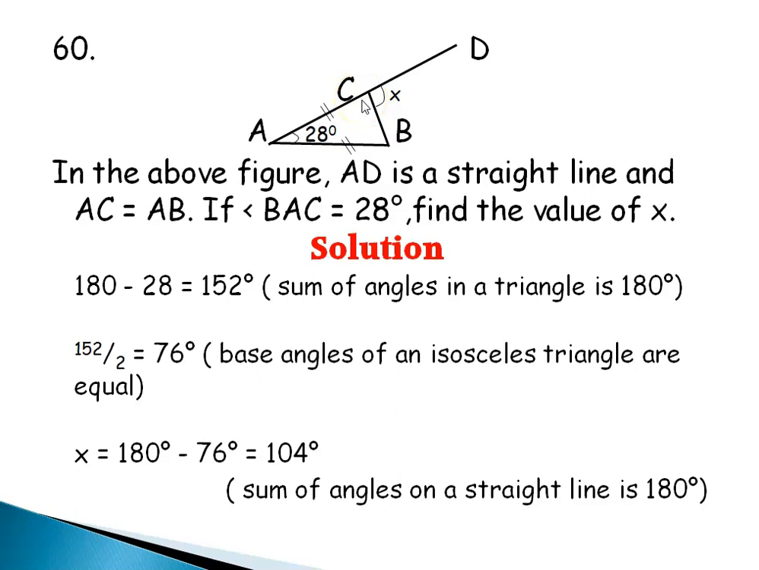Now if this is 76, I know that this 76 and this x, when I sum them together, should give me 180, because these angles are on a straight line. So to get x, I would say 180 degrees minus 76 degrees. That is because the sum of angles on a straight line is 180 degrees. So 180 minus 76 is 104. That means my x is 104 degrees. Is that okay? Very good.